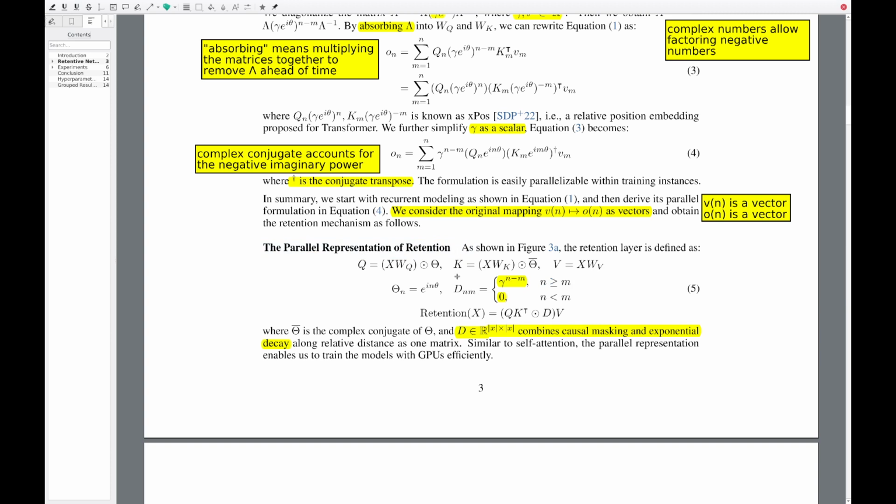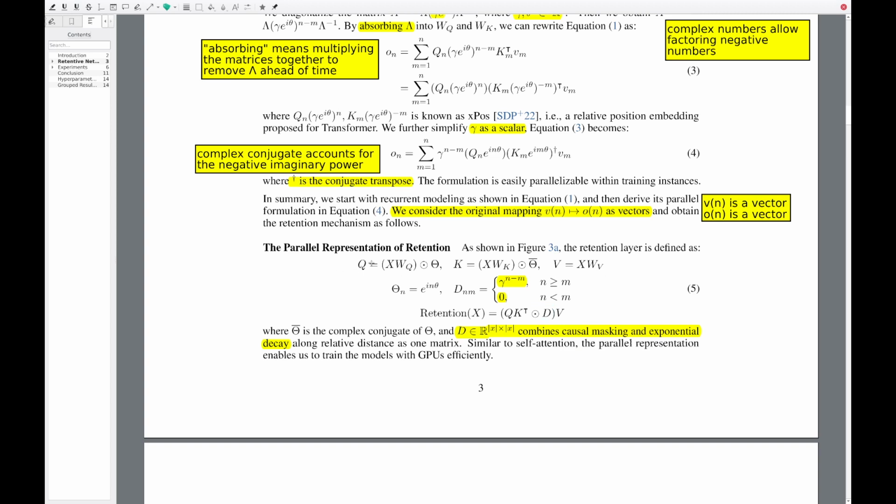The first thing I would point out is this matrix D. It's like a triangle, I think a lower triangle, where everything above is just zero. And this is very similar to a causal mask. They say it combines causal masking and exponential decay. The exponential decay comes from the fact that this gamma is usually going to be between 0 and 1 in the way that they set it up. So the tokens that are closer to each other will have more of an impact instead of just either 0 or 1. It could be somewhere in between. So they treat it as a mask right here with the Hadamard product.